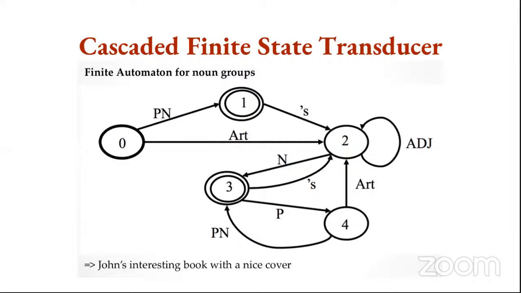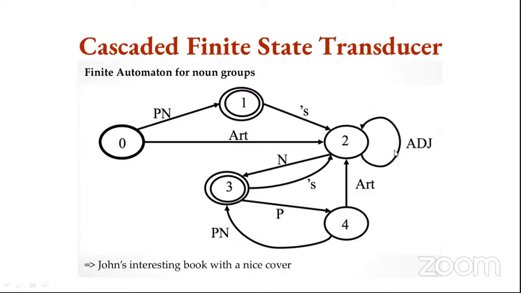So this is the cascaded finite state transducer, finite automata for noun groups. You can see that it is for the phrase like John's interesting book with a nice cover. So we can start with the 0 state. Then the first is the proper noun, so we can go to the 1 state. Then apostrophe s, we can go to the 2 state.